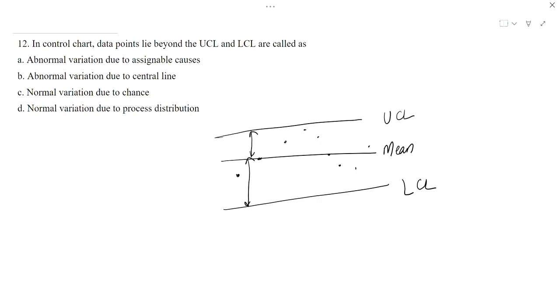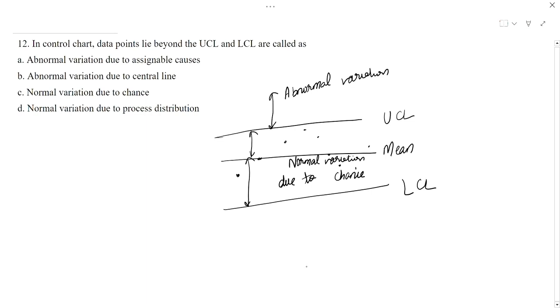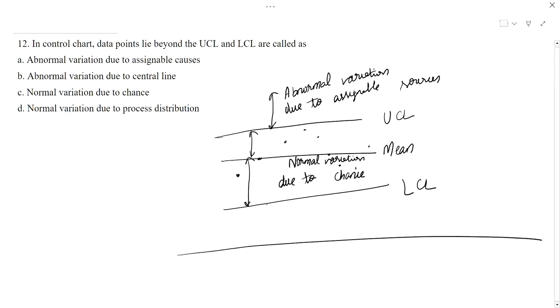Now, this is normal variation due to chance. These are beyond the upper control limit and lower control limit. We have abnormal variation due to assignable sources.